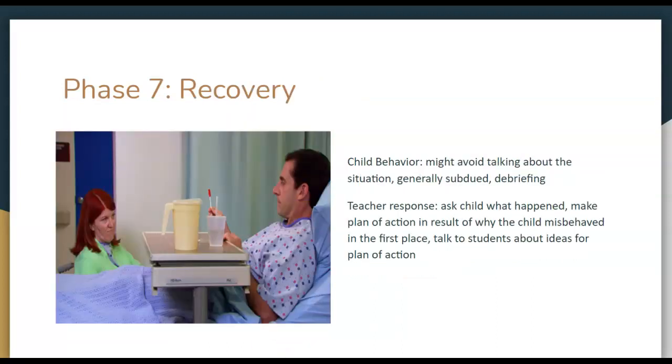Phase 7 is recovery, child behavior. They might avoid talking about the situation. They are generally subdued and debriefing. Teacher response, as the child is recovering, they're calming down. You ask the child what happened so they have the chance to express themselves on what just happened. Make a plan of action and result of why the child misbehaved in the first place. So find out what the problem was and how we can avoid it in the future. Talk to students about ideas for a plan of action.